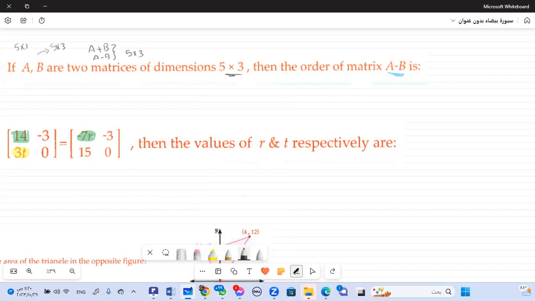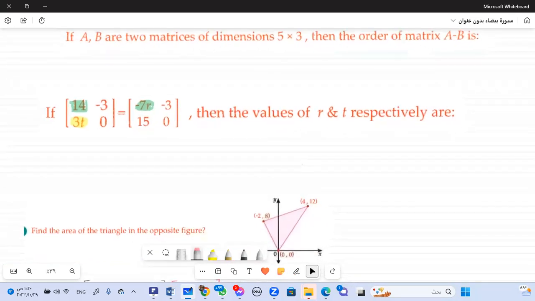Okay, maybe on the final I will ask you about A plus B, and maybe change this value to, for example, 6 by 2. So if I give you another exercise, A plus B is two matrices with dimension 6 by 2, what is the order of A plus B? It will also be equal what? 6 by 2. You understand this point? As a complete-the-answer question on the exam or as multiple choice. This exercise is very easy.